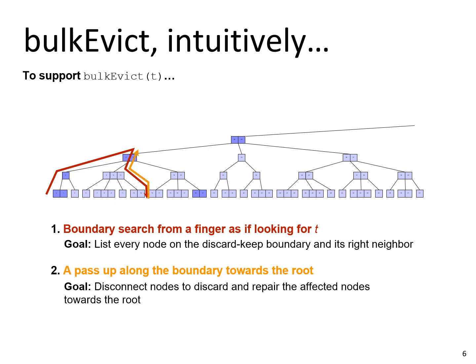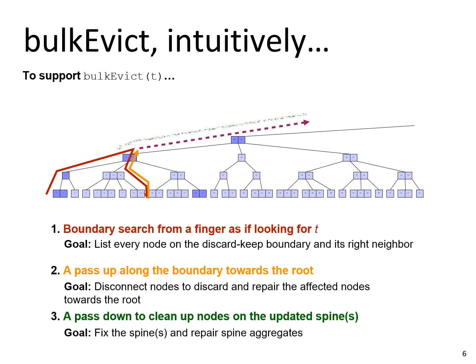The second part of the bulk evict is a pass up, shown in golden here, along the boundary to the node on the spine. And potentially it might actually go a little bit further, but that is guaranteed to happen rarely enough so that it doesn't spoil the algorithmic complexity. And this pass up does the actual eviction, so it throws away everything to the left.